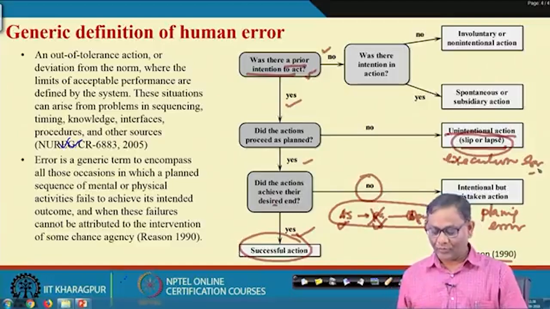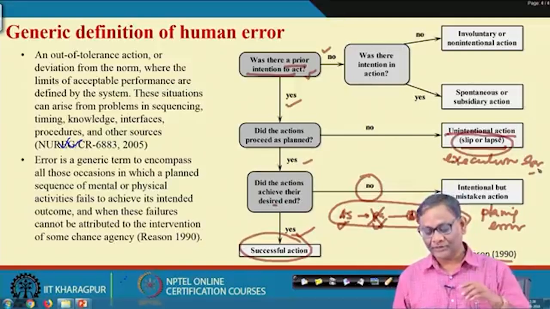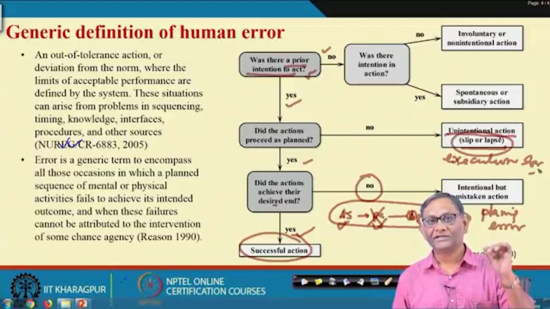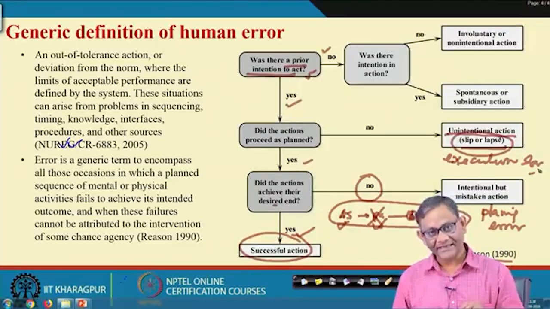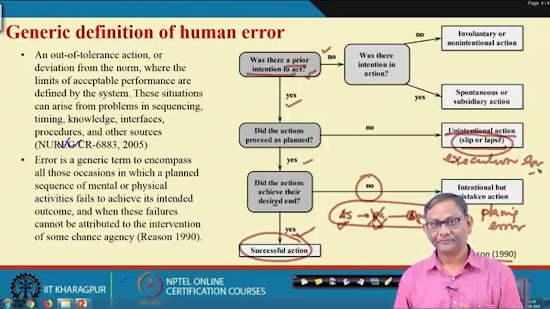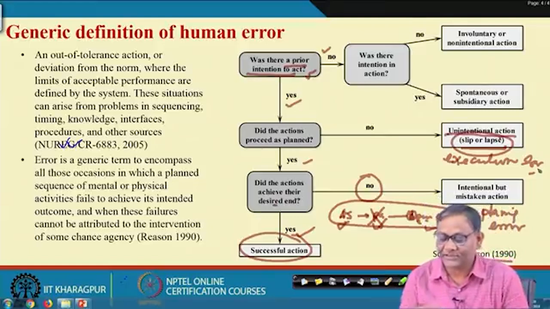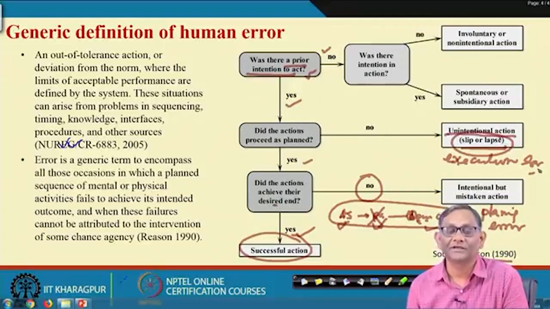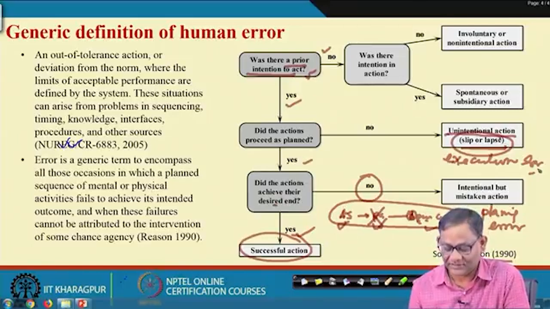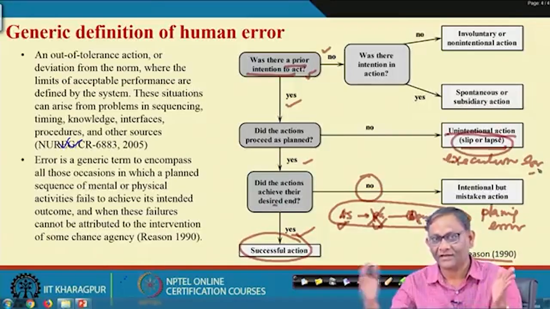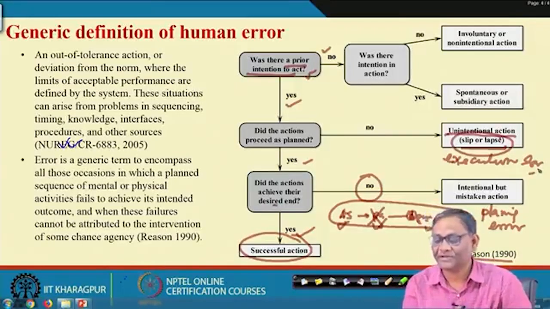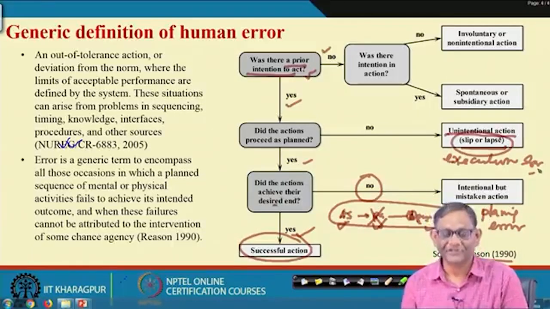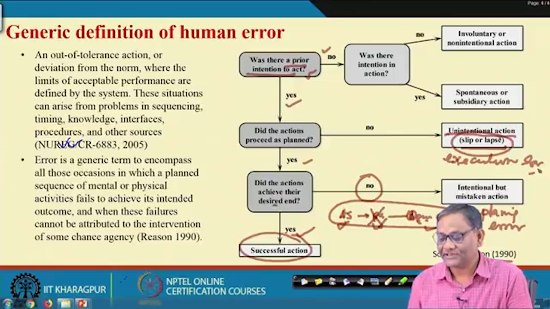Okay. So, I hope that you got some idea, because from the reasons classification point of view, there are slips and lapses, and then mistakes, and then violations. So how do you understand which one is a slip, which one is a lapse, and which one is a mistake? Which one is a violation is easy to understand, and what is correct action is also easy to understand. So, in between successful action and violation, there are errors in terms of slip and lapse, or in terms of mistake. When I say slip or lapse, basically the plan is correct, you have all the steps, but you forgot to do it.